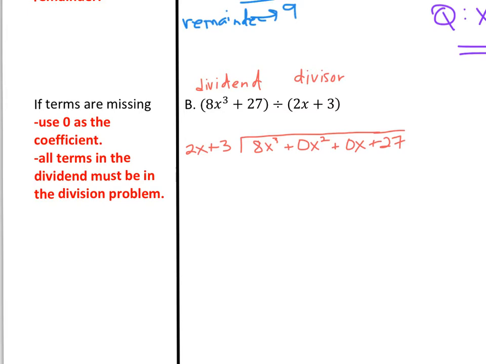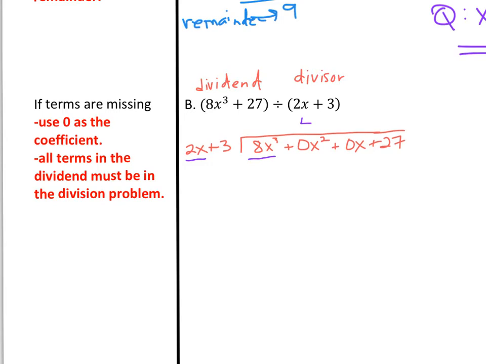All right, we're going to apply that same process that we did up above. Underline the first term on the outside and the first term on the inside. We need to make those two match up. How can we multiply 2x by something to equal 8x to the third? Well, 2 times 4 would equal 8, and if we multiply x by x squared, we'd get x cubed.